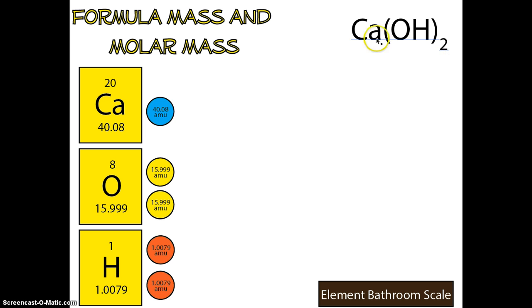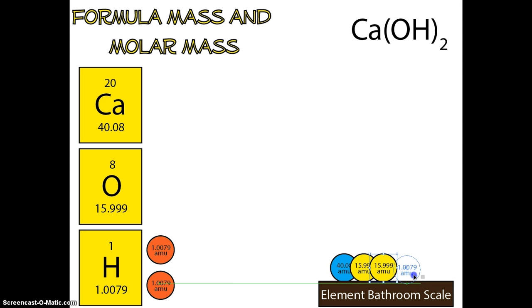Now, in this particular formula, if we were to count up the atoms involved, we see that we have 1 calcium, 2 oxygens, and 2 hydrogens. So I've drawn these molecules over here on the side. Now if I were to take these molecules and place them on this imaginary bathroom scale and weigh them out, well, we would assume that they would weigh the mass of every single one of these atoms. Now what we're going to do right now is show you how you can calculate this concept.